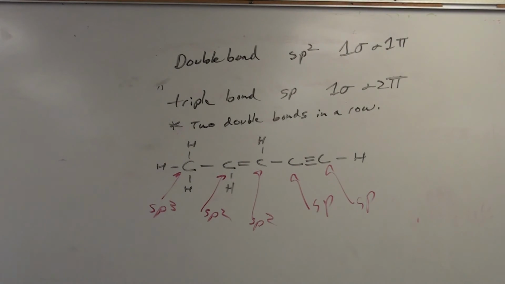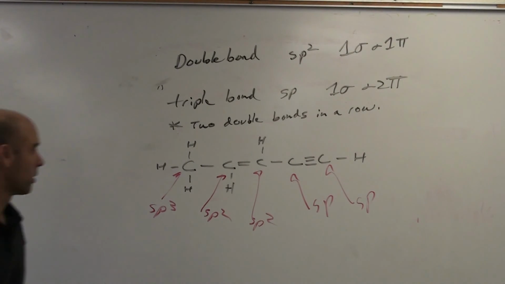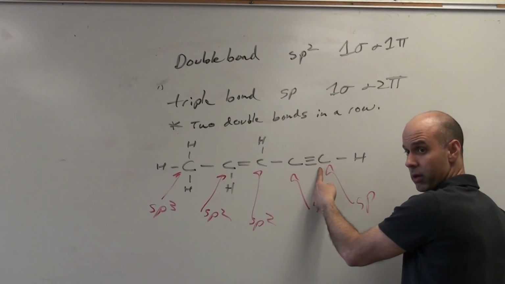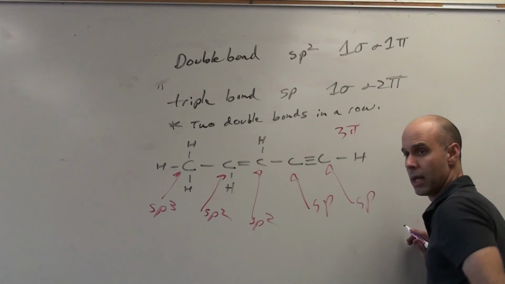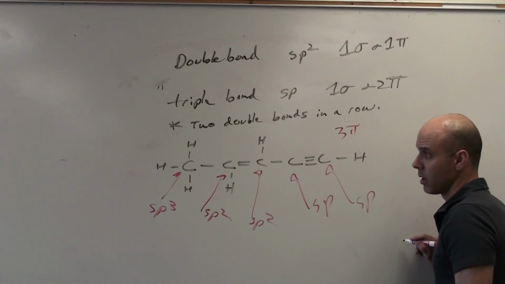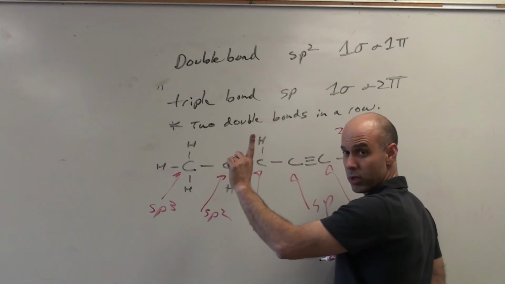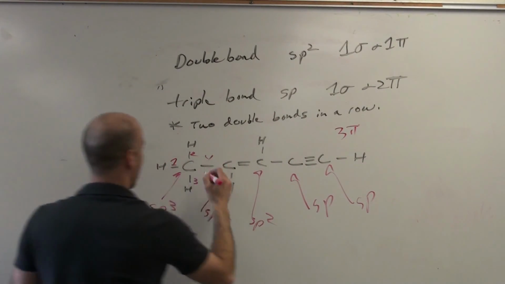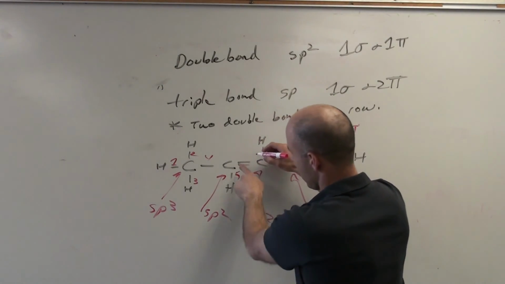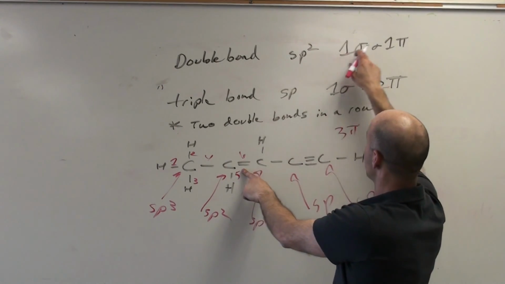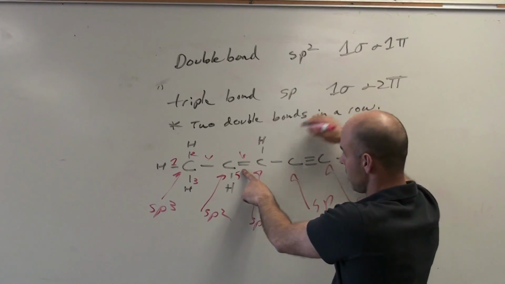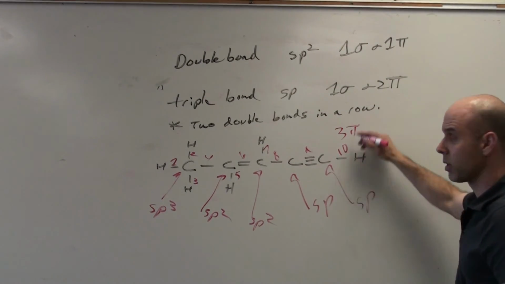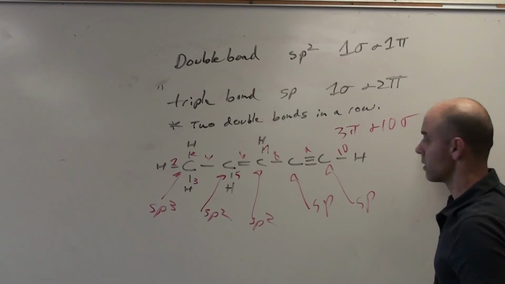How many pi bonds are in this molecule? Well, there's one pi bond from that double bond, and there's two pi bonds from this one. So that gives me 3 pi bonds. How many sigma bonds? Every single bond is 1 sigma. So that'd be 1, 2, 3, 4, 5, 6, because I have 1 in that double bond there, right? 7, 8, 9, 10. So 3 pi bonds and 10 sigma bonds, okay?